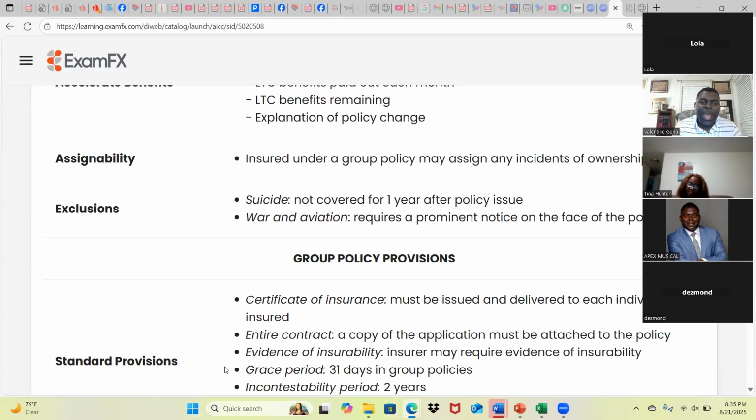All right. So exclusions, suicide. Usually for most states, if you commit suicide within a year, it's not covered. Within a year, it's not covered.